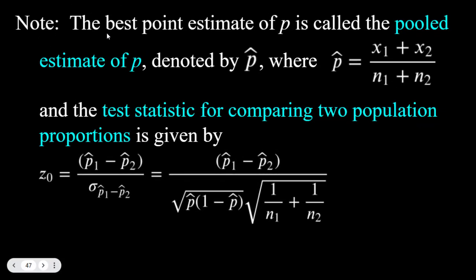Note, the best point estimate of p is called the pooled estimate of p, denoted by p hat. So that's from both groups. And notice what you're going to do there: you're going to add the individuals with the characteristic from the first sample plus the individuals with the characteristic from the second sample, and then divide by the sample size from the first group plus the sample size from the second group. So we're putting them all together. The test statistic for comparing the two population proportions is given here. And again, we don't really need to worry about these, but these are the formulas going on in the background of our calculator's workings.